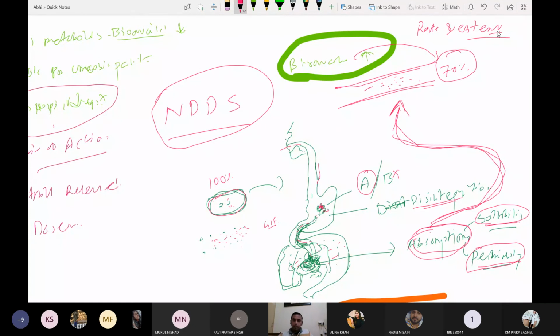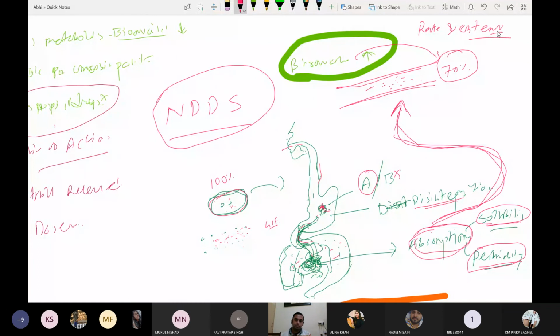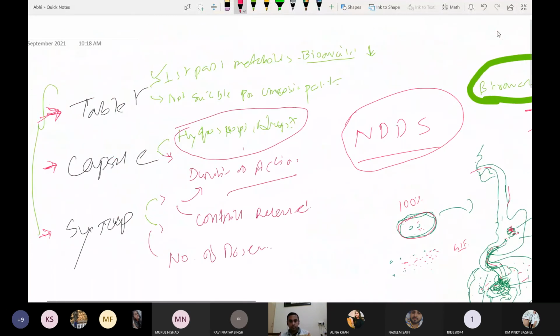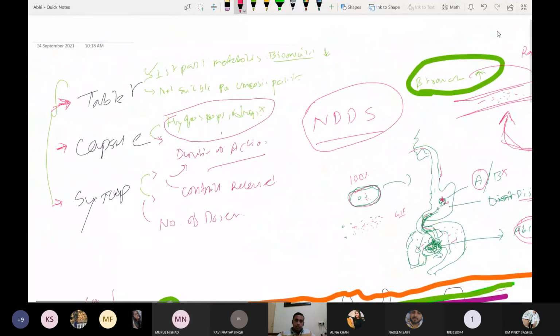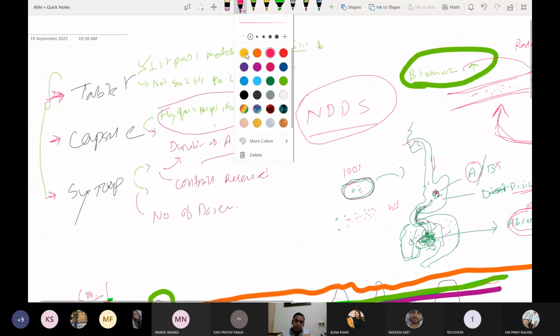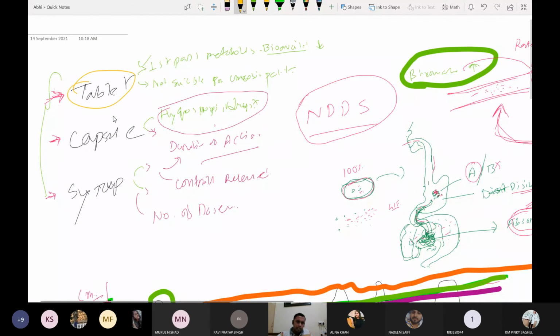Now, I think Alina was mentioning, sir, if we take these things like tablet, capsule or syrup, the problem is the bioavailability. We are not sure whether we will get very high bioavailability or not. In most cases we will get low bioavailability. But in NDDS, we can increase the bioavailability. She is absolutely correct. Now, how can we increase the bioavailability of a drug?